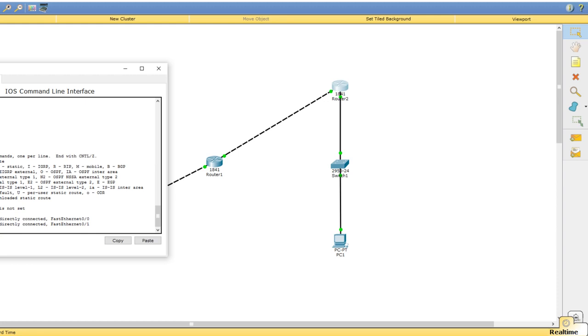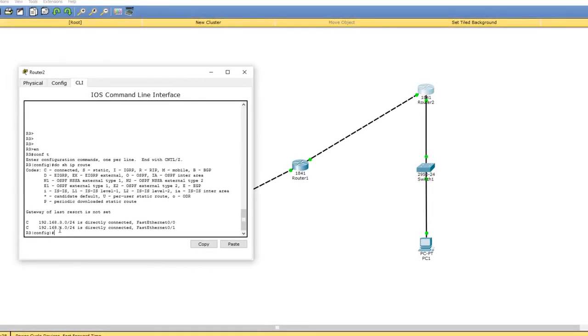But I only know 3.0 and 4.0. I don't know anything about 1.0. So we need to create a 1.0. So I'm going to say IP route 192.168.1.0 255.255.255.0, go to 192.168.3.2, right? So this device, I'm going to send it to this device.